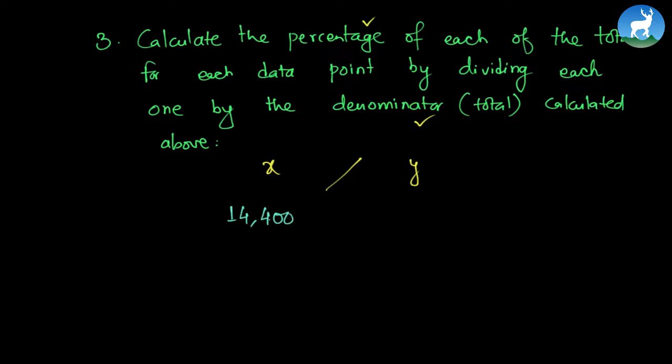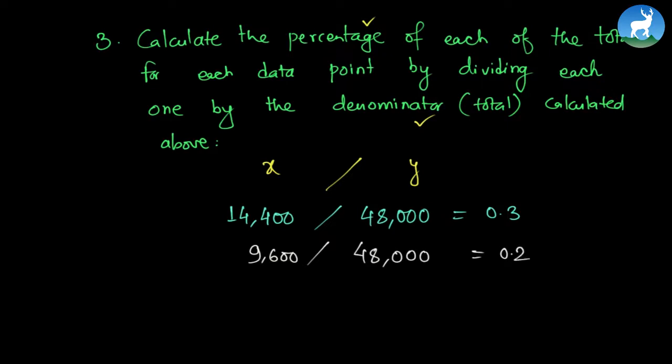14,400 rupees is gone to your household expense. Let's divide it with the total, that is 48,000. Now this turns out to be 0.3. Likewise, 9,600 rupees is gone to your restaurant bill. Now divide that with total. What we get is the percentage, that is 0.2. Likewise, 7,200 rupees is gone to your saving account. So 1.5% is what you save.